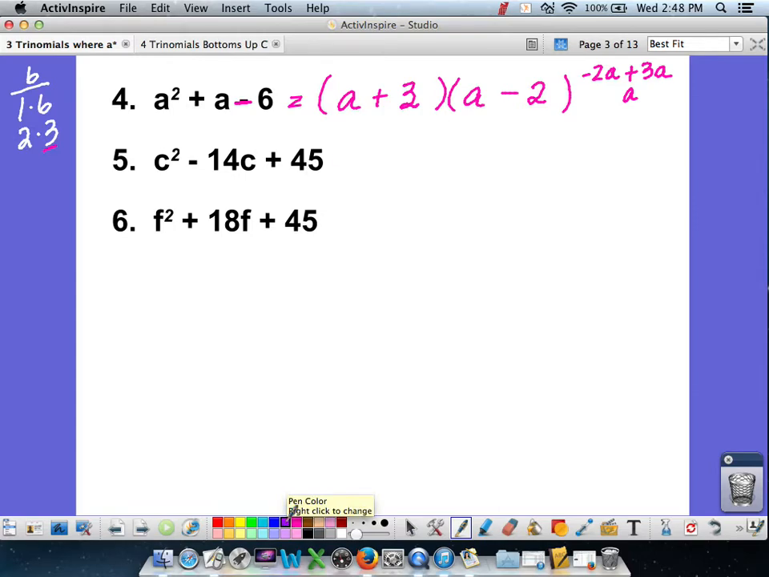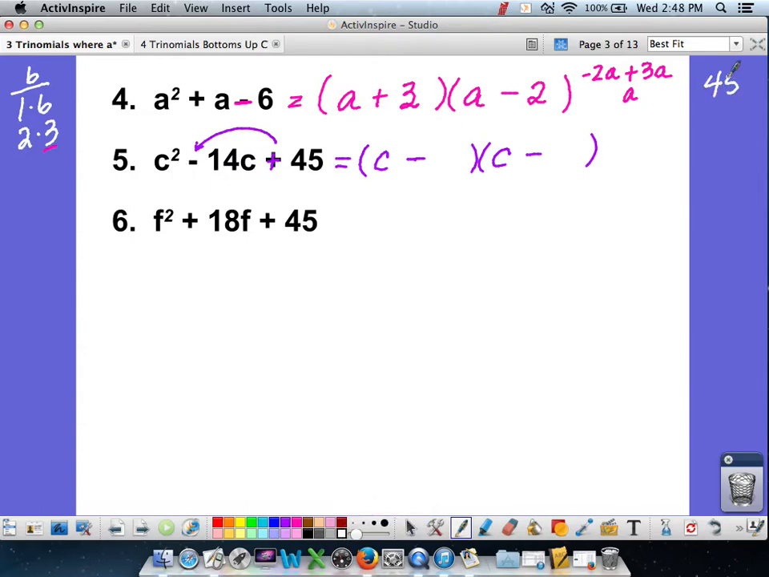Number 5. I'm going to set up my two binomials. My signs will be the same. Since this is a sum, they'll be the same. This right here tells me that they will both be minus minus. The first term is c squared. C times c gives me c squared. What are factors of 45 that add and give me negative 14?